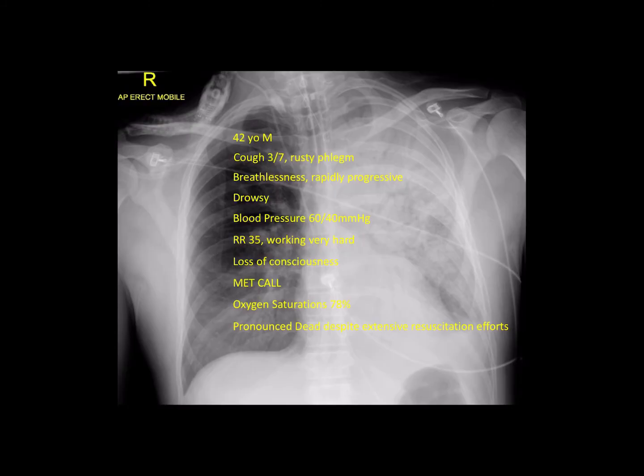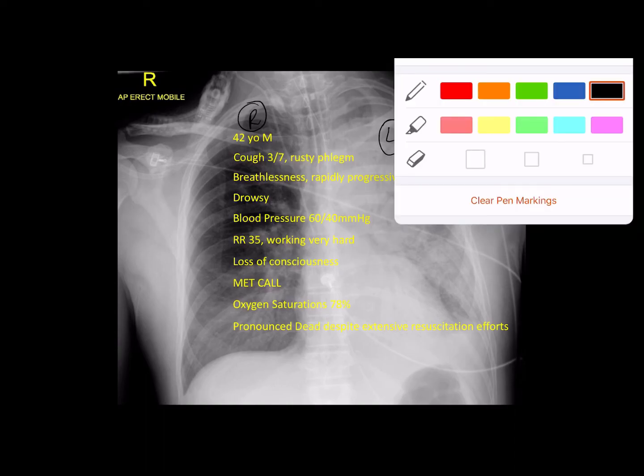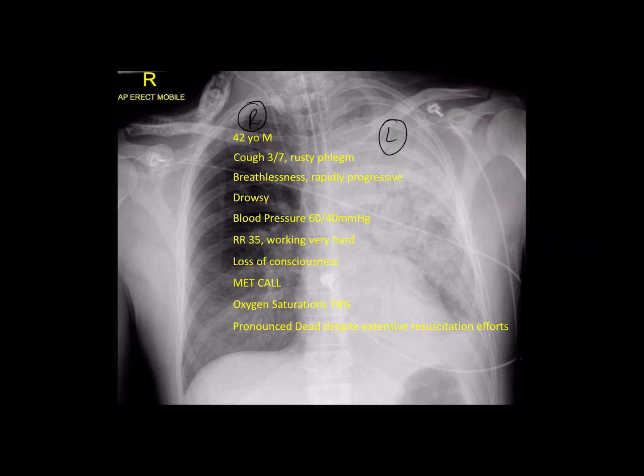Now let's go back to our case and see if we can try and piece together briefly. So remember, we had a 42-year-old male with symptoms suggestive of pneumonia and a chest x-ray suggestive of pneumonia. Remember, this is the left lung, this is the right lung. Let me change pens to make it a bit clearer. You can see in the left lung, it's completely opacified, essentially, with inflammation and pus.